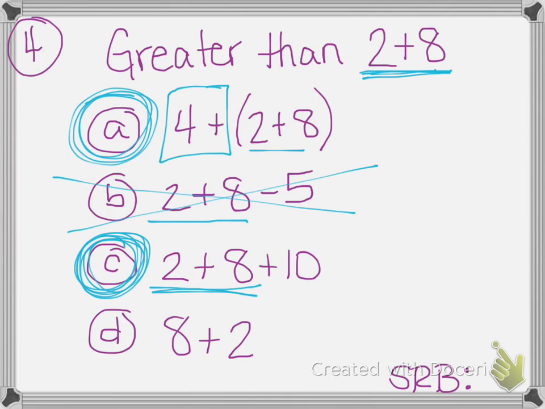And then the last one, D, says 8 plus 2. So 2 plus 8 and 8 plus 2 are the same thing, which means this answer is going to be equal to, not greater than, 2 plus 8. And if you want help on that, you can look at page 46 under Interpreting Expressions that explains how you decide whether or not an answer is greater than, less than, or equal to an original expression.